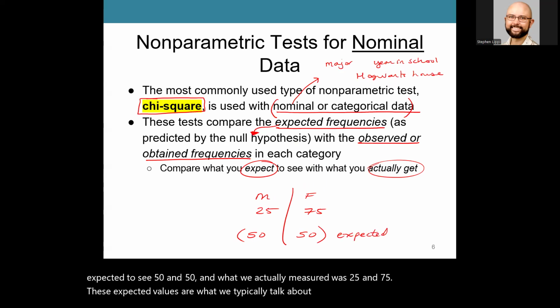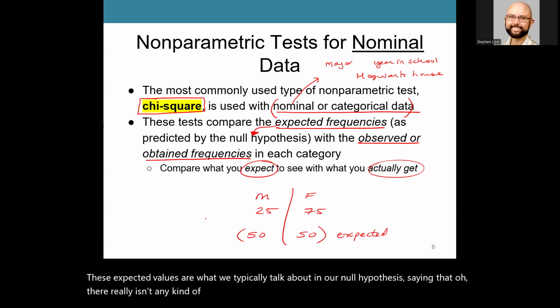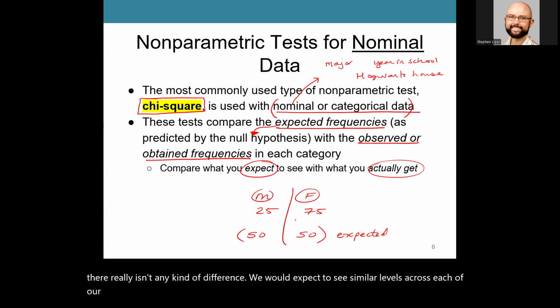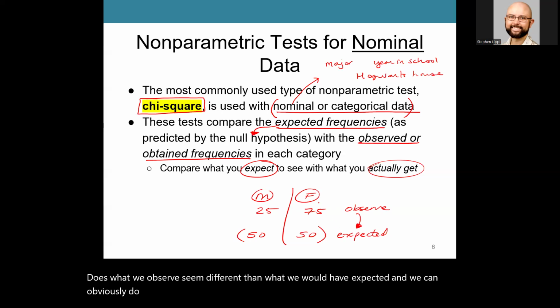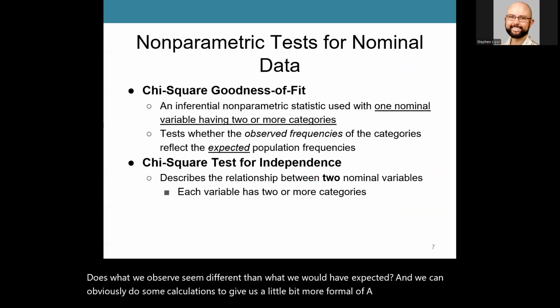these expected values are what we typically talk about in our null hypothesis, saying that, oh, there really isn't any kind of difference. We would expect to see similar levels across each of our categories. But then what we actually observe, we can start to compare. Does what we observe seem different than what we would have expected? And we can obviously do some calculations to give us a little bit more formal of a conclusion here.